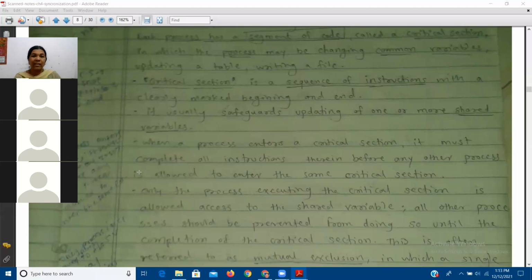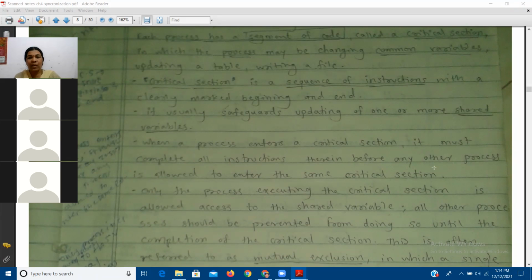These are frequently asked questions in technical interviews. Each process has its own structure: its own entry section, its own critical section, its own exit section, and one more section, the remainder section. Once I complete this description, I will show you the structure. When a process enters a critical section, it must complete all instructions therein before any other process is allowed to enter the same critical section.